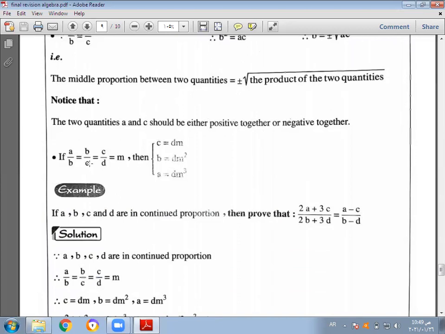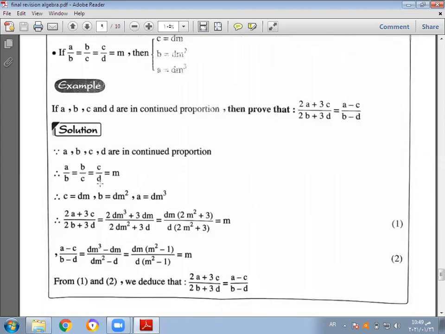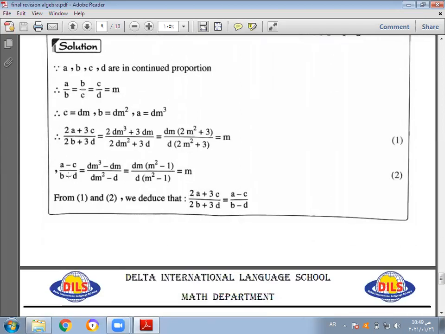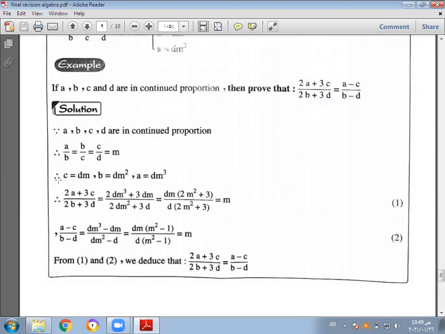If A over B equals B over C equals C over D equals m, then C equals dm, B equals dm squared, and A equals dm cubed. Example: such that A, B, C, and D are in continuous proportion, prove the following. A, B, C, D are in continuous proportion. This means that A over B equals B over C equals C over D equals m. Then C equals dm, B equals dm squared, A equals dm cubed.